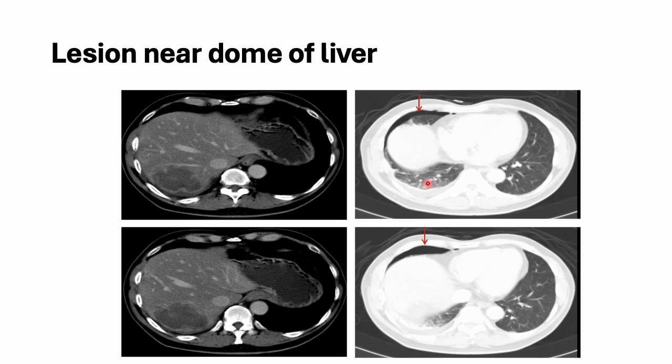So, word about caution. Lesions that are difficult, you can run into a lot of problems. Here is a patient who had a diaphragmatic injury, and this was after ablation of lesion near the dome. In this case, the ablation needle went through the diaphragm and created a small pneumothorax.